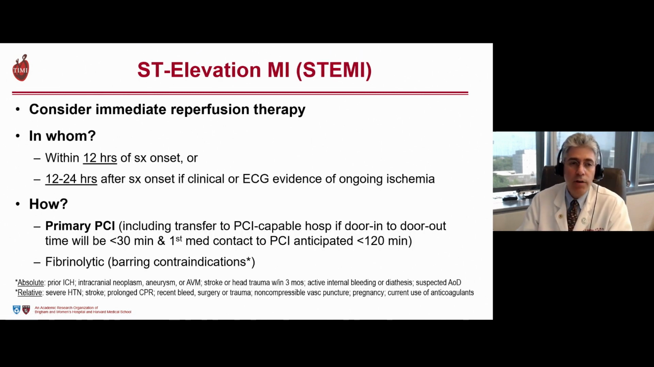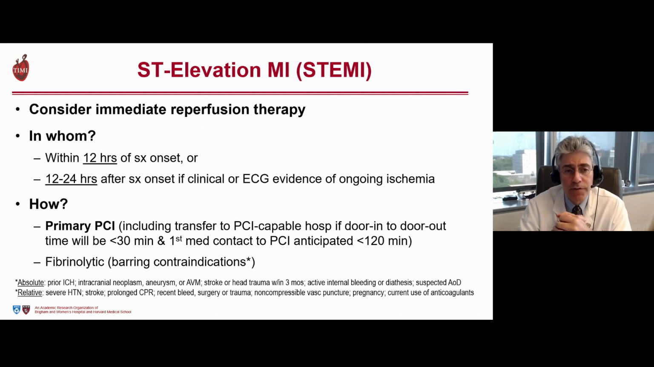Okay, so now let's transition to the ST elevation MIs. Those are patients in whom we want to consider immediate reperfusion therapy, in those who present within 12 hours of symptom onset. After 12 hours, we start worrying that there's just been irreversible myocyte necrosis. But that being said, we err, if you will, on the side of taking them to the cath lab if the ECG still has evidence of ongoing ischemia, or if there are any symptoms of ongoing ischemia.